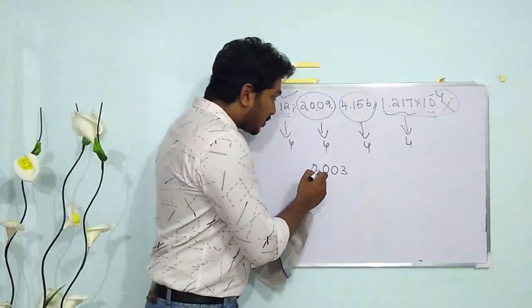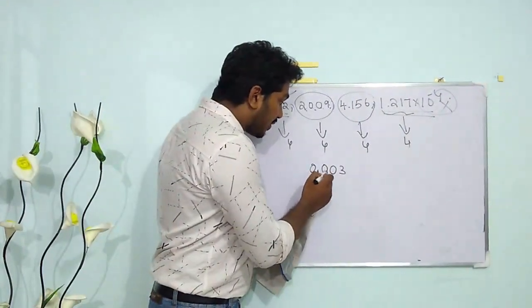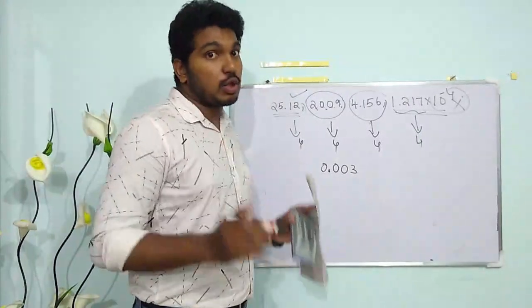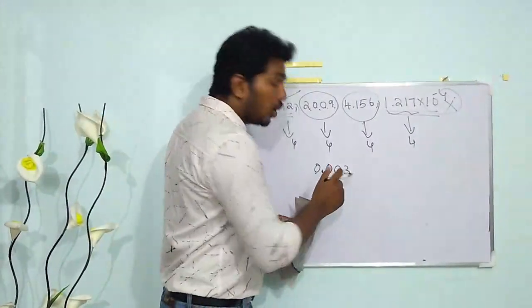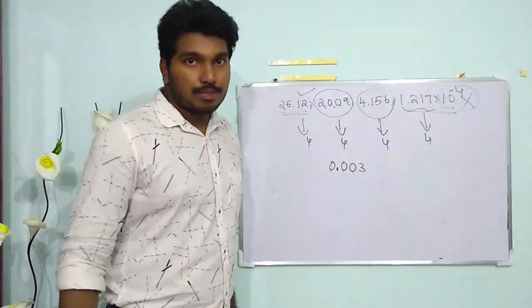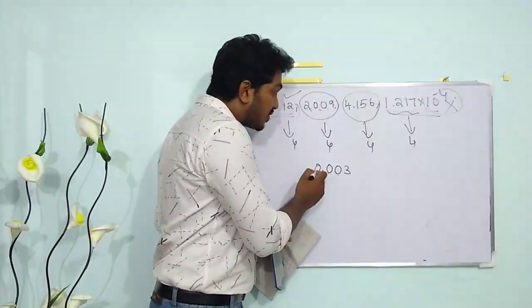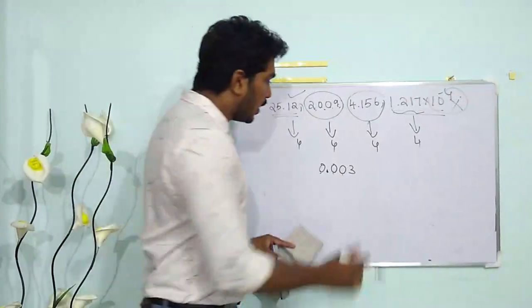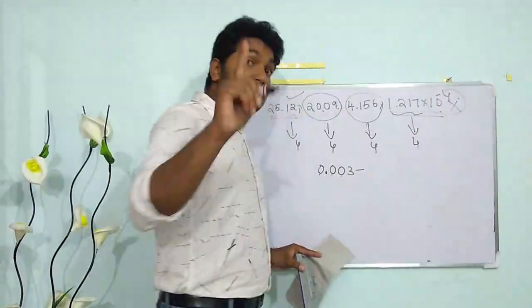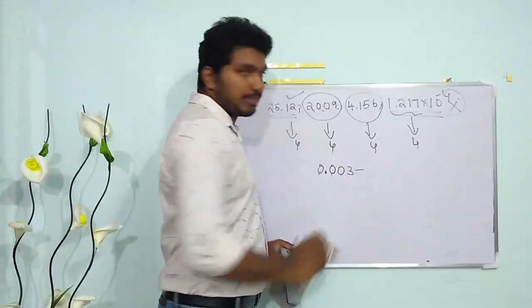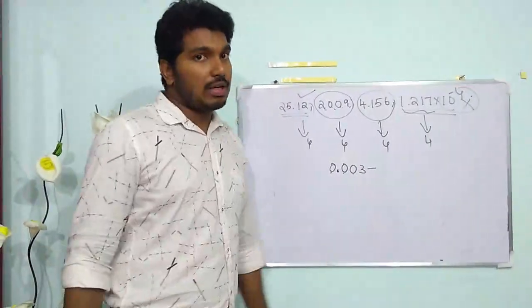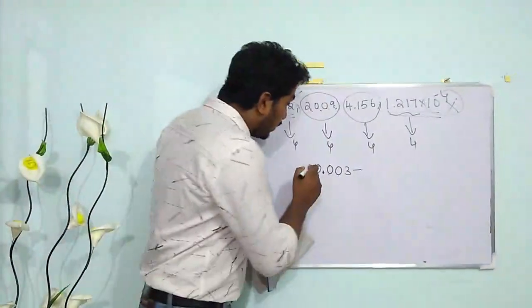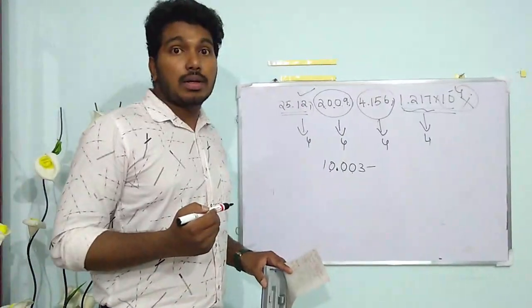Remember, to the left side of the decimal and the right side of the decimal, if it is a 0, those zeros are not significant. The zeros appearing on the left side and the right side of the decimal are not significant. So here there is only one significant figure, that is 3. But if there was a 1 over here, what will happen?